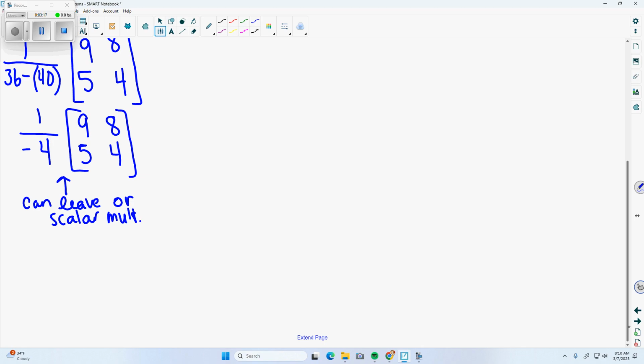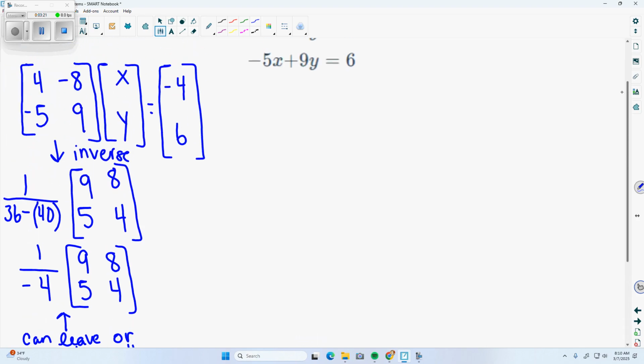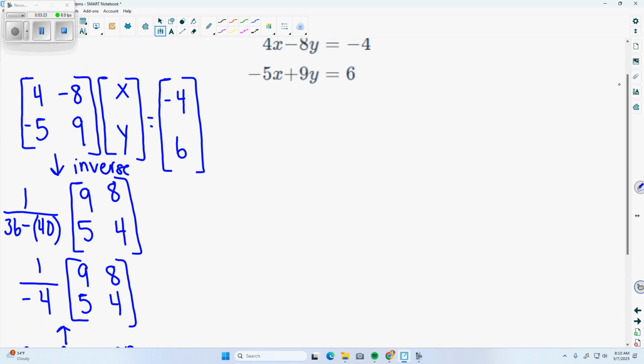You can leave it, or you can perform that scalar multiplication. Okay, so that is the inverse of our coefficient matrix. We're going to hold on to that. That's going to come useful here in our next step. Okay, so step 3 is multiply by the inverse on each side, inverse first. Okay, so what we really need to do is undo that left-hand side. Okay, we know when we're solving for something, we got to undo. That inverse matrix is what allows us to do that undoing.